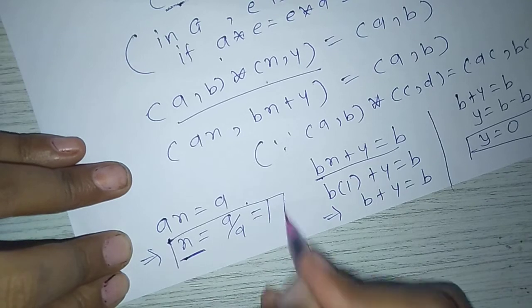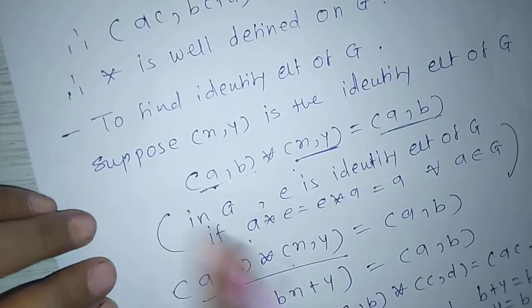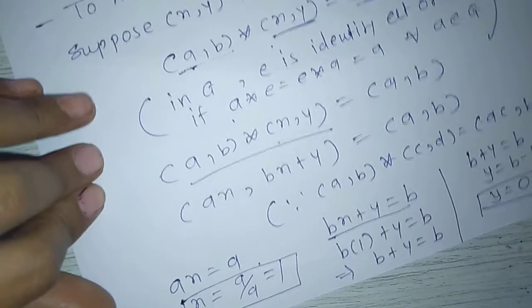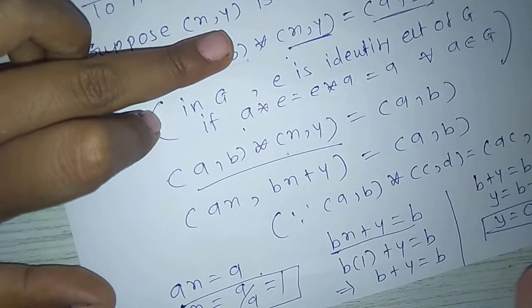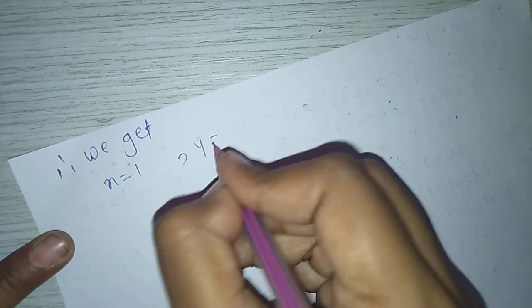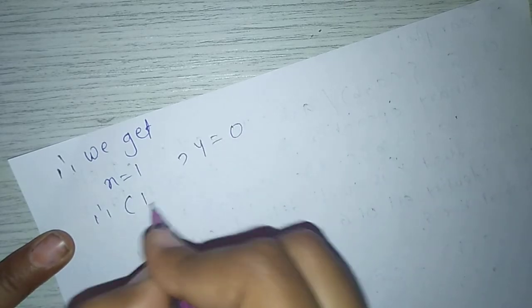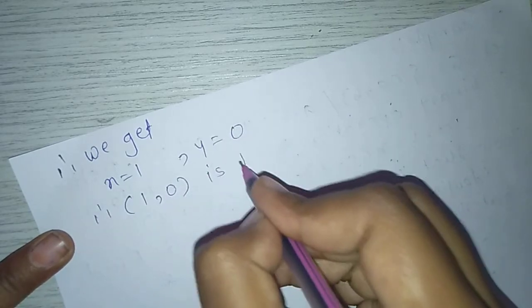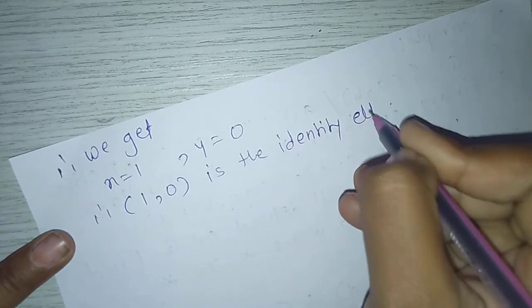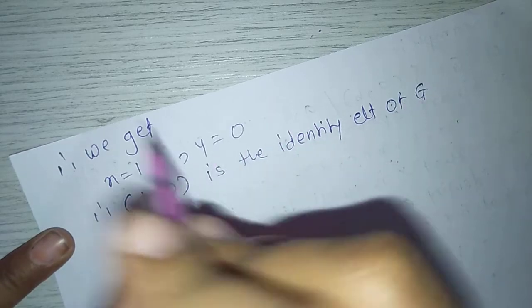Here we get x equal to 1, y equal to 0, and here we supposed (x, y) is the identity element of G. x is 1, y is 0 means (1, 0) is the identity element of G. Therefore, (1, 0) is the identity element of G.